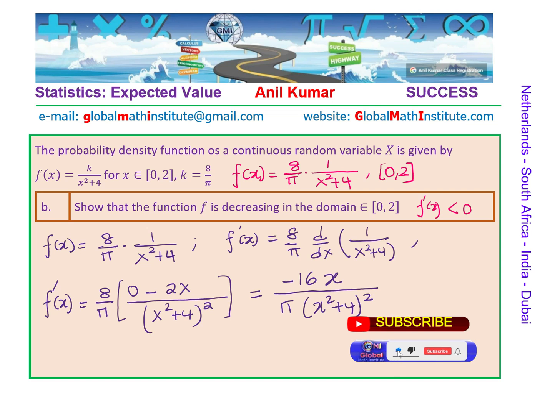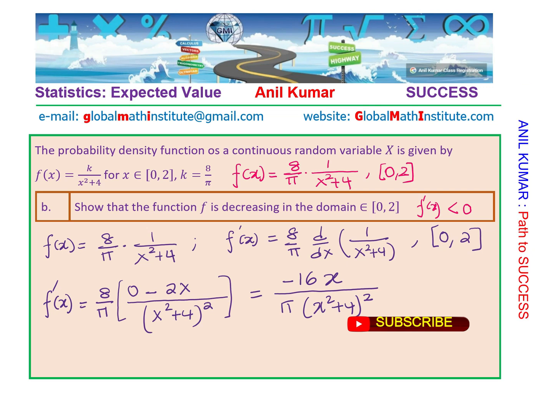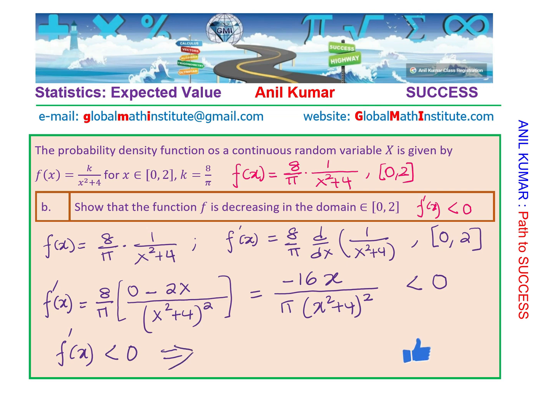Now this is within the interval 0 to 2. As you can see, since the interval is from 0 to 2, x values are positive, so definitely this is less than 0. So we have shown that the derivative of the function is less than 0, and that implies that the function f is decreasing.